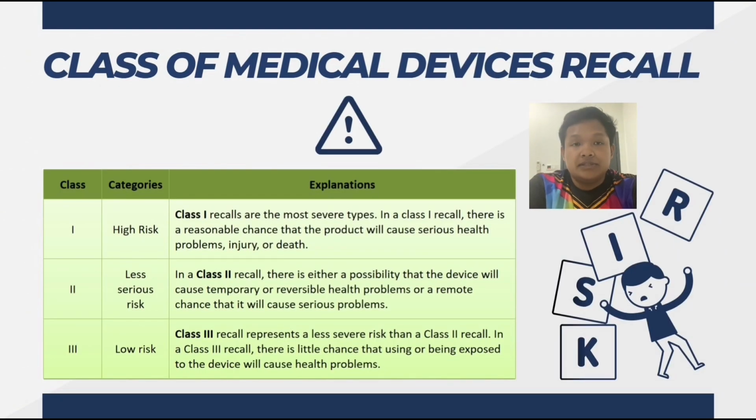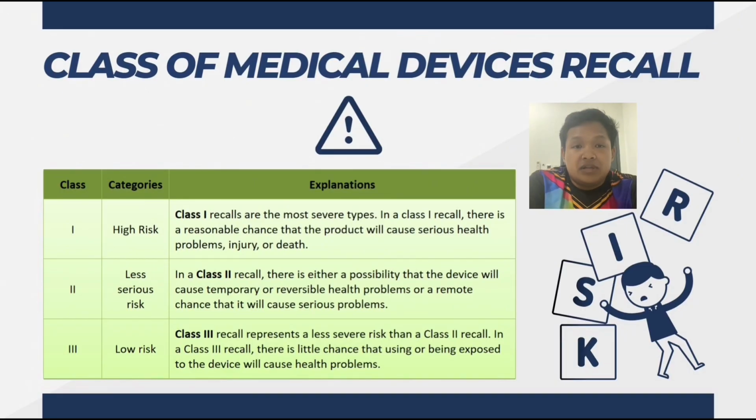The next one is class of medical devices recall. For class 1, the category is high risk, which means class 1 recalls are the most severe types. In a class 1 recall, there is a reasonable chance that the product will cause serious health problems, injury, or death. For class 2, it is less serious risk. There is either a possibility that the device will cause temporary or reversible health problems, or a remote chance that it will cause serious problems.